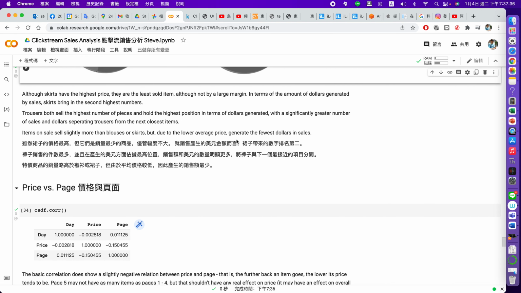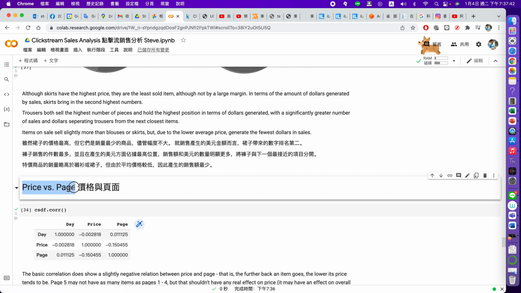Okay, so for the last we have to talk about is the price vs page. Is there any relation between the price and the page, the product in page 1, 2, 3 all the way to 5. So there are 5 pages for the diagram to be located. As we know, the first page should be attracting more attention. For page 5, it may have less attraction for your customers.